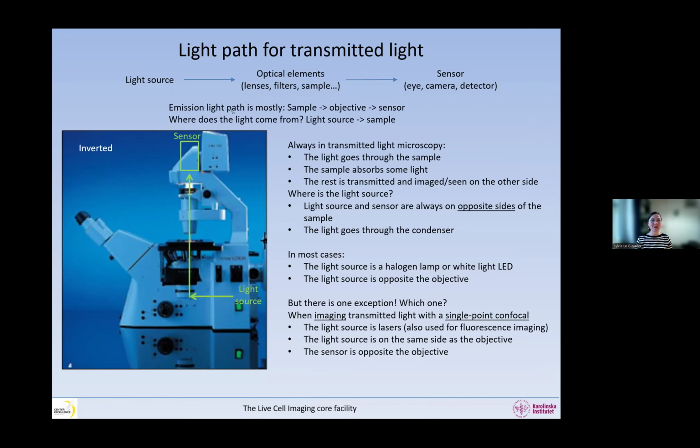So on the point confocal, the detector for imaging transmitted light is often called a TPMT, where T is for transmitted and PMT is a type of sensor, so transmitted light PMT. If you look at your microscope, it's often written on the sensor. So if you see TPMT, you know that this is the sensor for transmitted light.